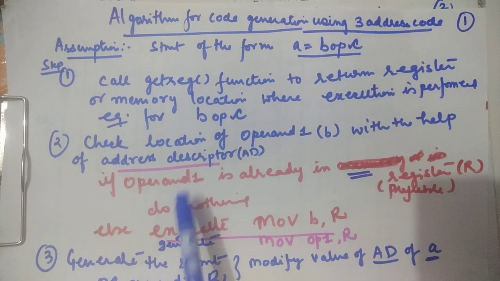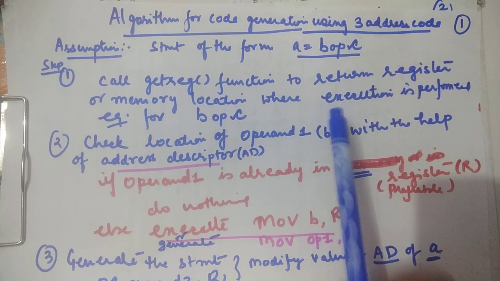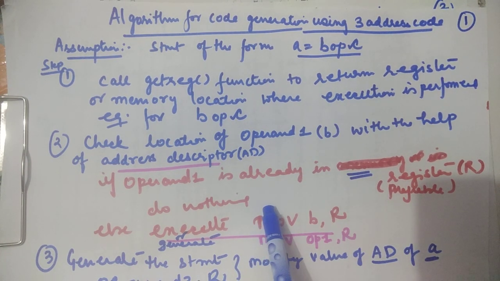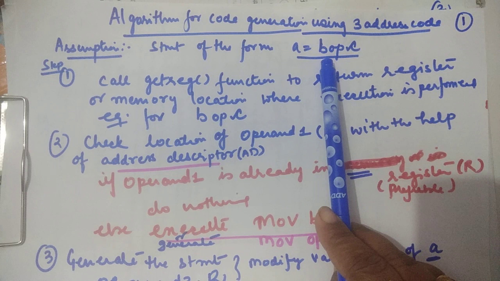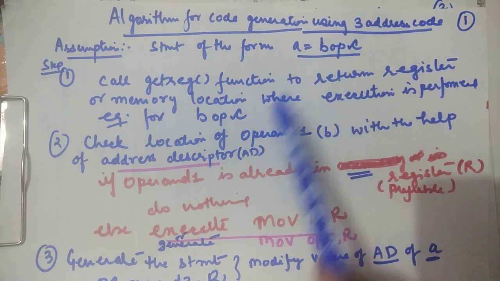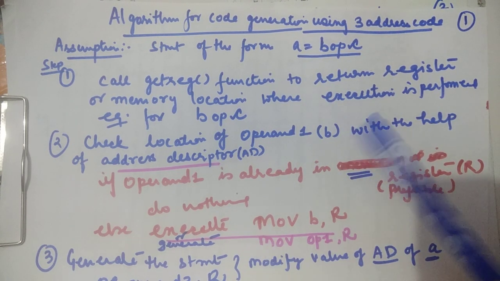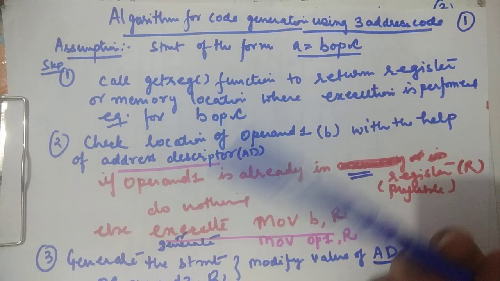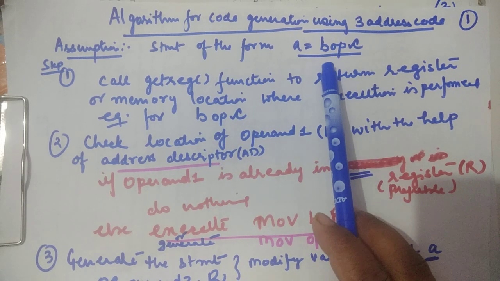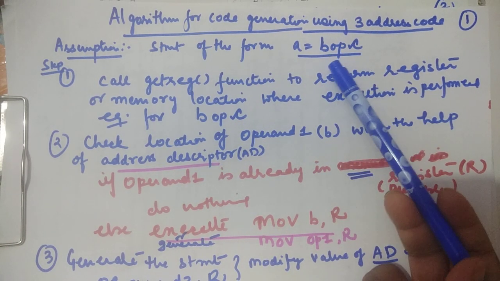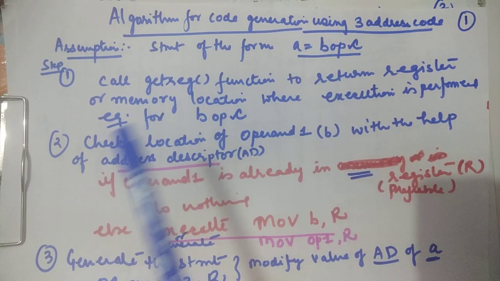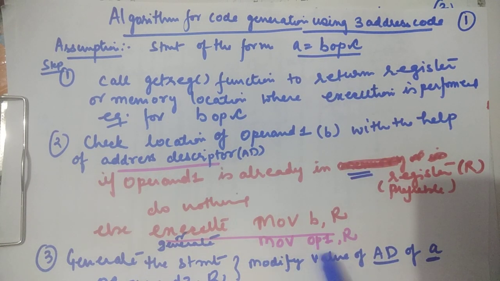Fine. So the first step is the get register function. The second is to find the exact location of the B operand, or operand 1. If it is already present in the register, we do nothing. If it is not present in the register, we simply transfer the B operand into our register for execution. Then we execute MOV B, R, or we can write MOV operand 1, R.